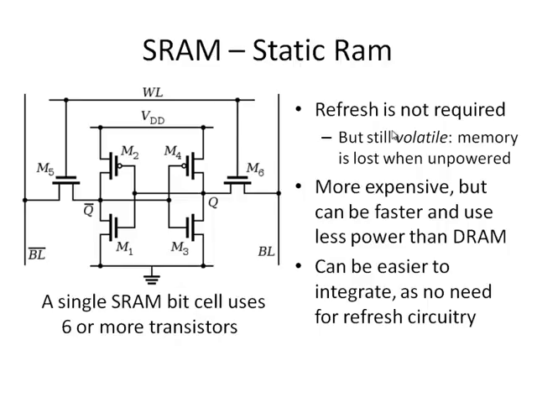And you can see one of the circuits here, so it's clearly a lot more complicated. There's more circuitry involved. More circuitry means that the chips are more expensive, they can be faster, and they use less power than DRAM because you don't need to refresh them. And they can be easier to integrate into some systems because there's no need for special circuitry to refresh the memory.